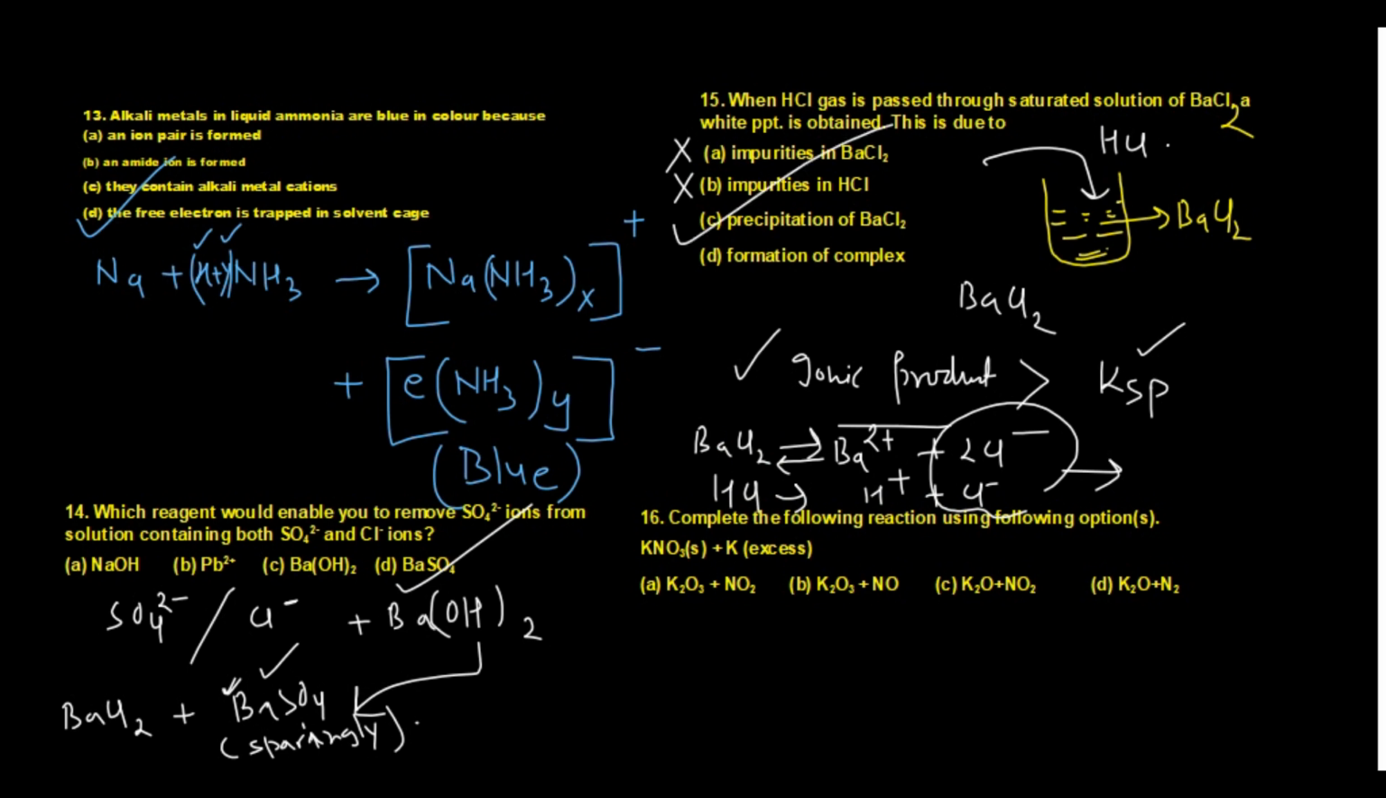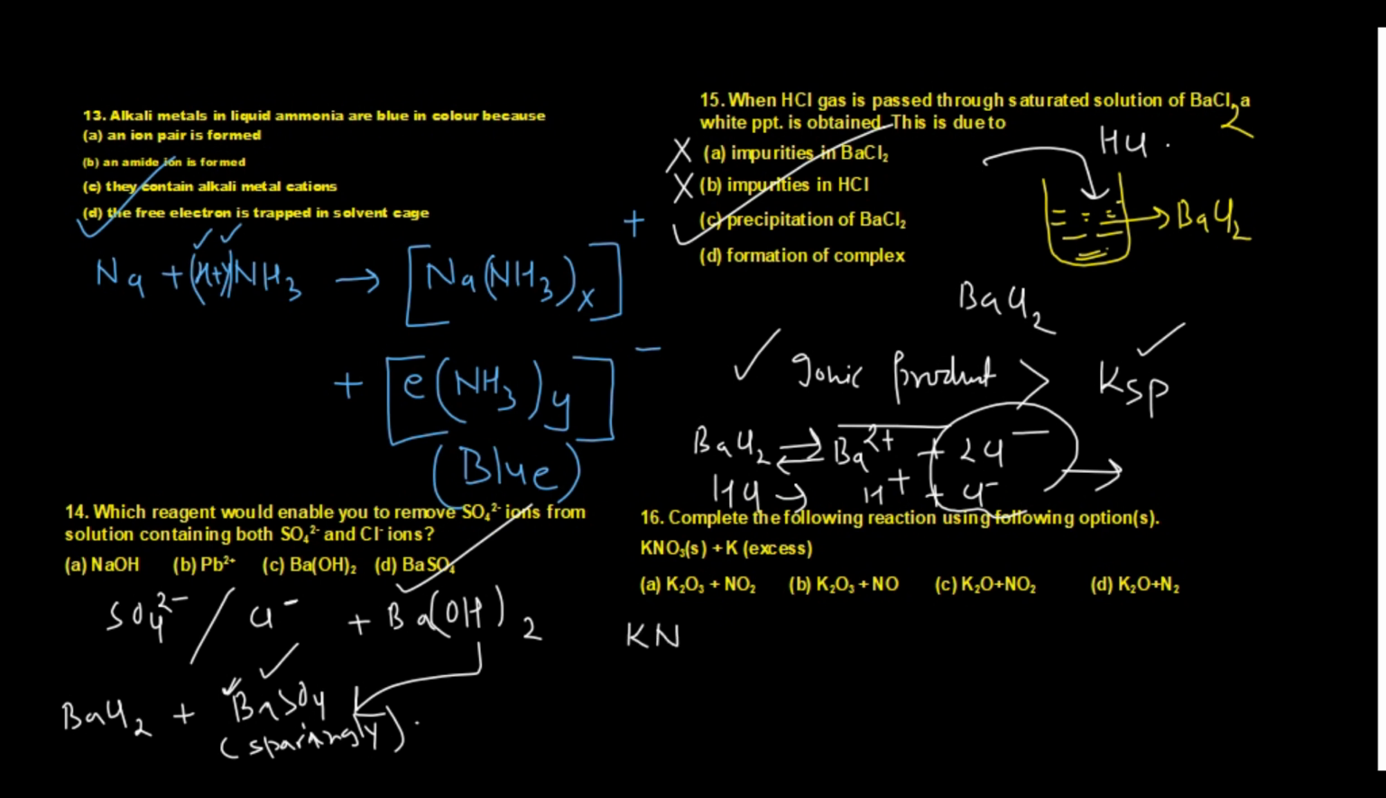Okay, I hope you understood the problem pretty well. Now moving to the next problem. Complete the following reaction using the following options, A, B, C, D. Again, it's a theoretical question. There is nothing special about it. So if you have learned or memorized this reaction, only then you will be able to solve this one. However, this is the important method to form the oxides of the alkali metals.